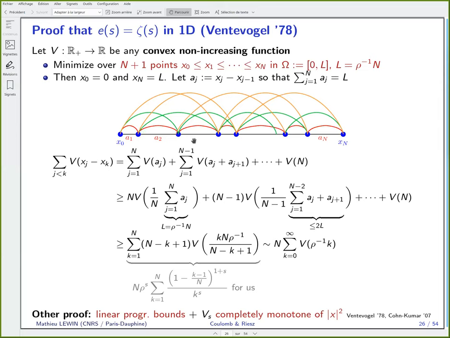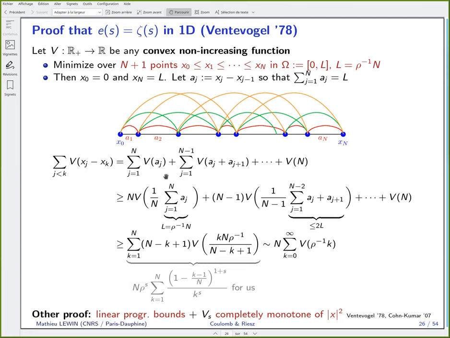So let me call a1, a2, a3, and so on the distances between successive points in my system for a minimizer. Now, if you think a bit, the pairwise interaction of my points can be written in that way, where I look at all the interactions with the next point on the right, then all the interactions with the next two nearest points on the right, and so on and so forth. Okay, so I will get the sum of V of a_j. So that's these red signs here, which is just the interaction between any point and the next one on the right. Then I also have the sum of V of a_j plus a_{j+1}, which is now this green part, which is the interaction between any point and the two guys further away on the right, and so on and so forth. And of course, the last one is just V of L, which is the interaction between x0 and xn.